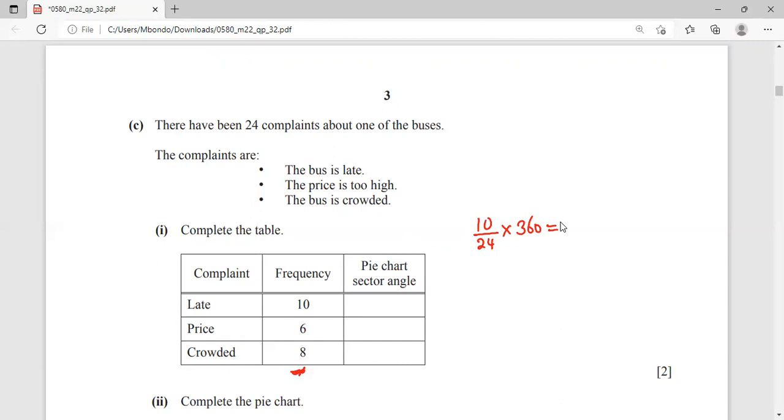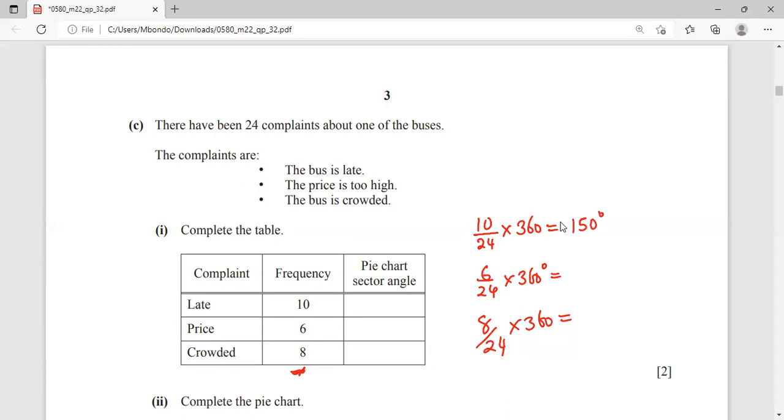We do the same thing for the next one, which is going to be 6 over 24 multiplied by 360 degrees. What angle are we going to get? The same is going to be the case here. Multiplied by 360 degrees is equal to, what are we getting? So let us find those angles there and see what we get. That must be very easy for us to find. Multiplied by 360, this is going to give us 150 degrees.